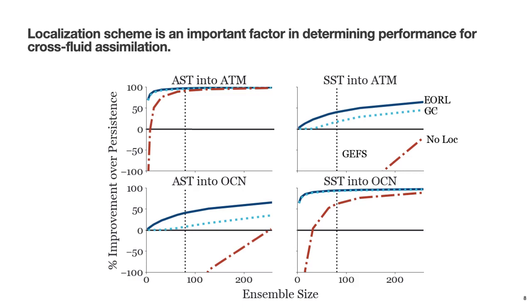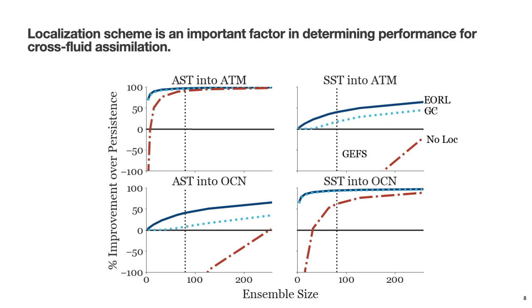And we see that, as we expect, empirical optimal always does the best, followed by Gaspari cone, followed by no localization. The other thing that is shown on all four of these plots is an operational ensemble size. So, for example, GEFS that NOAA uses has an 80-member ensemble, and that's shown in that dashed black line there. And so what we see at the operational ensemble size with both of the within fluid assimilation is that it doesn't really matter too much what localization scheme you use.